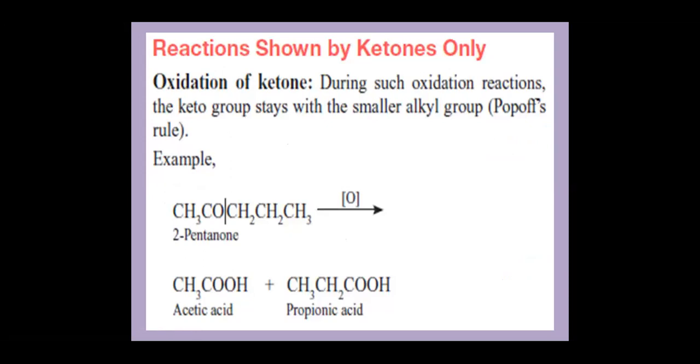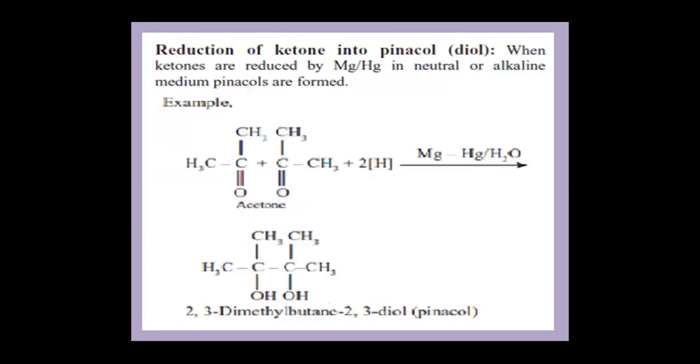Reaction shown only by ketones. Oxidation of ketones. During such an oxidation reaction, the keto group stays with the smaller alkyl group according to Popoff's rule. So this is 2-pentanone. This is the smaller alkyl group. This is the larger alkyl group. So this can give acetic acid, and this can form propanoic acid, followed by oxidation.